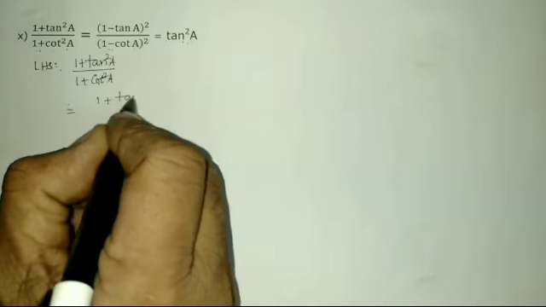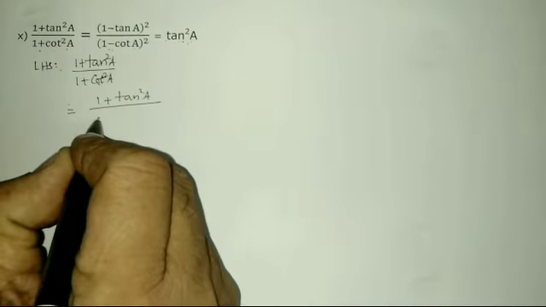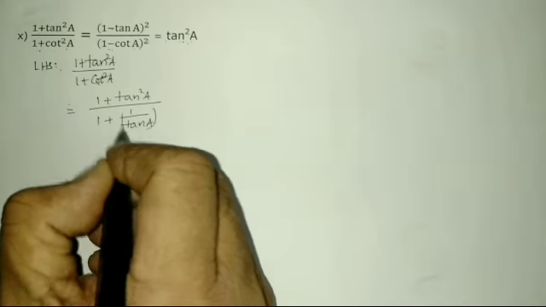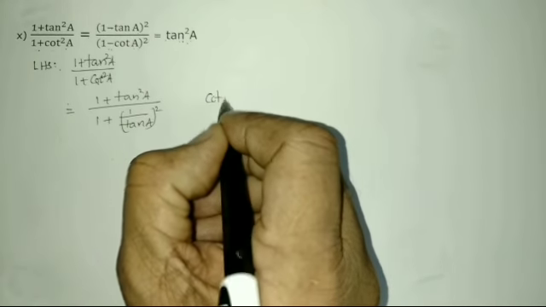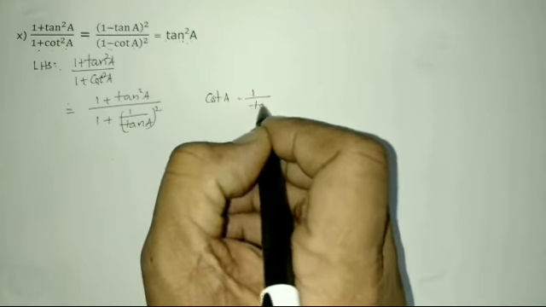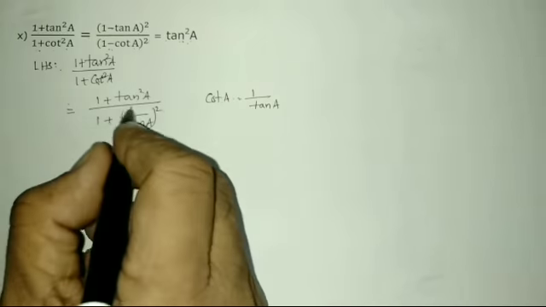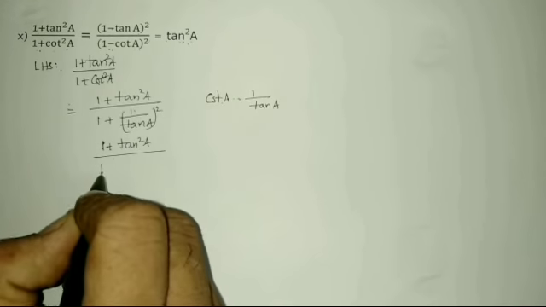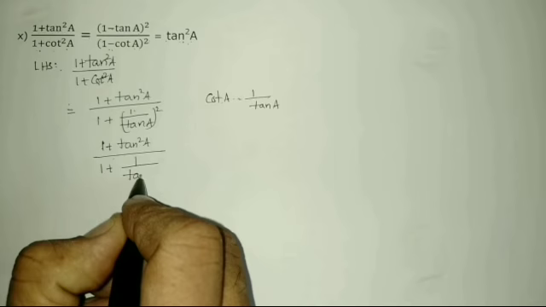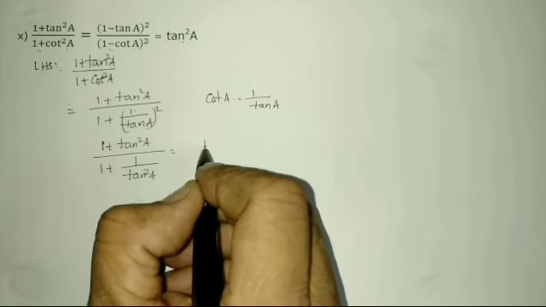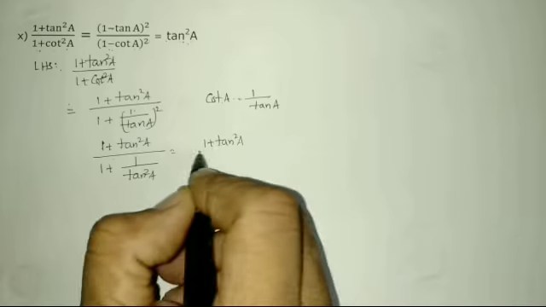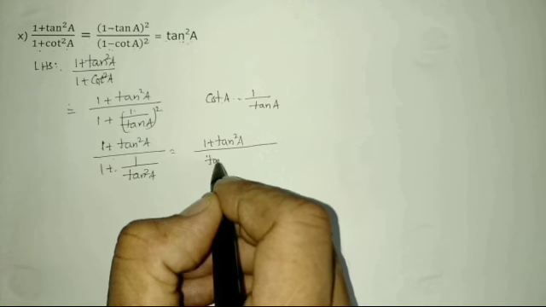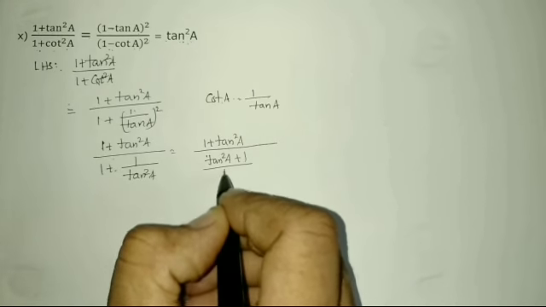1 plus tan square A by 1 plus cot square A. Cot A is equal to 1 by tan A. From that, cot square equal to 1 by tan A whole square. That is 1 plus tan square A by 1 plus 1 by tan square A. So 1 plus tan square A by, here 1 plus 1 by tan square A can be written as tan square A plus 1 by tan square A.